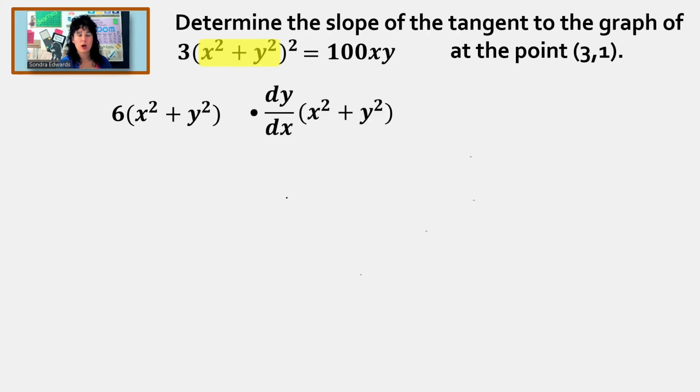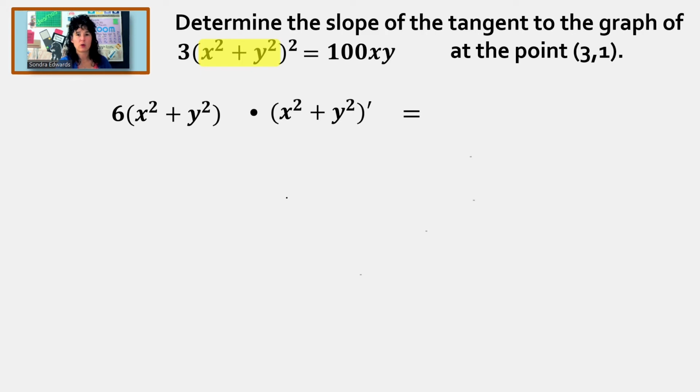But the reason why I want to emphasize dy/dx is because as we take the derivative, anything that is not an x is going to be an input function. So we'll need to use the chain rule. Okay, so I'm just going to leave it with the simple notation there.